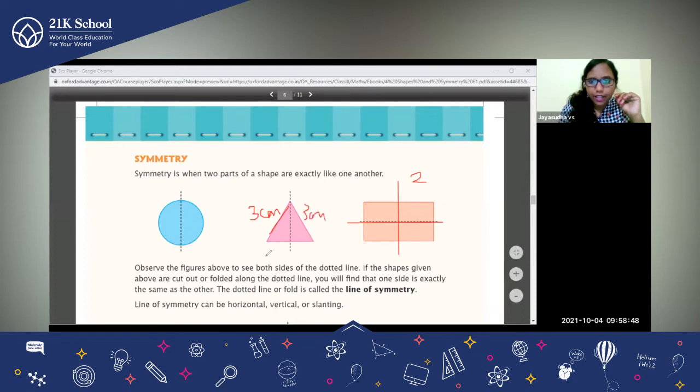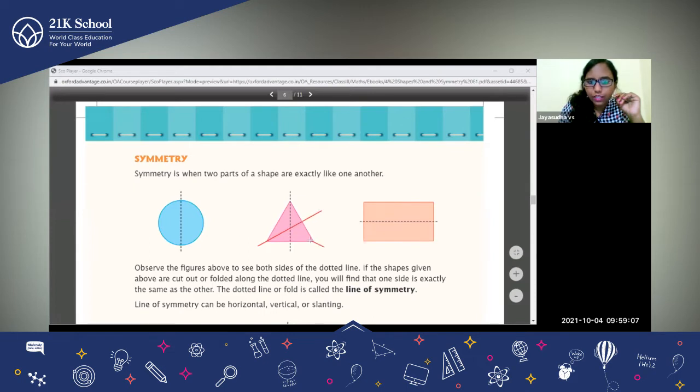Okay, and the third side is also 3 centimeter. The sides, the length I'm talking about. So if all the lengths are 3 centimeter, we call this equilateral, equal in lengths, the triangle. So for an equilateral triangle, the line of symmetry can be drawn like this way also, isn't it?